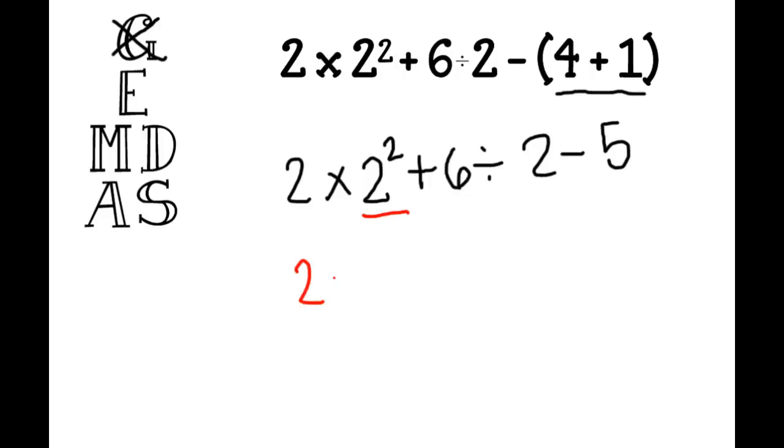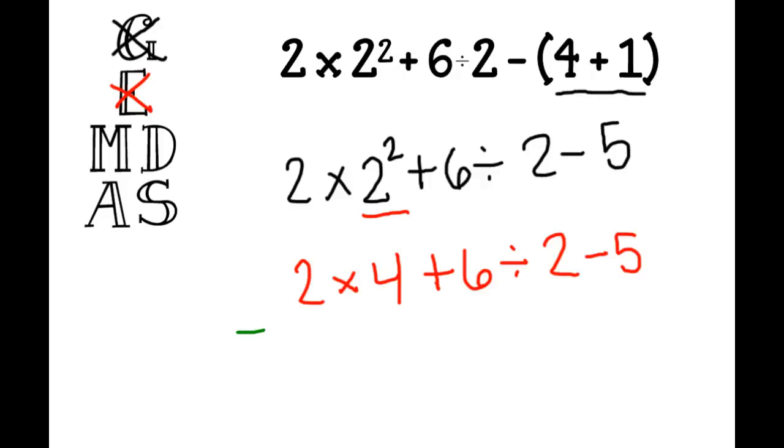So I do 2 times 2 squared is 4 plus 6 divided by 2 minus 5. Do I have any more exponents? I do not. So I can go ahead and cancel that out. Then I have multiply and divide from left to right. So I start on my left side and I go to the right. So 2 times 4 is 8. I have another multiplication or division problem. I have 6 divided by 2, which is 3.